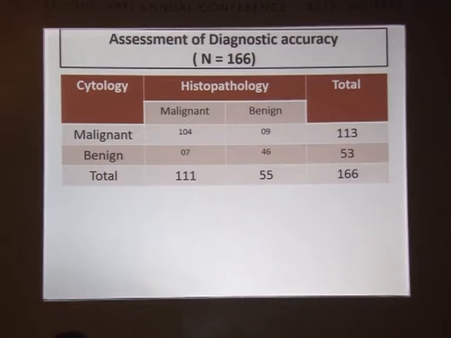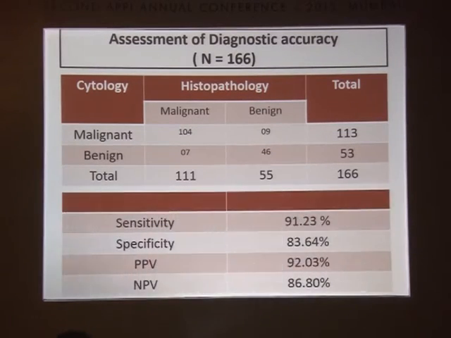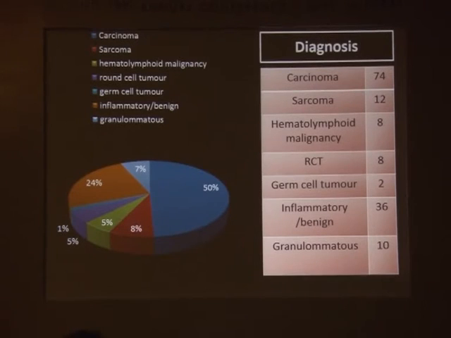So this shows you the cyto-histo concordance, and we had a very good concordance in the imprint. So our sensitivity was 91, specificity 83, PPV 92, and NPV, negative predictive value, 86. So it is a very good and robust technique and very easy, as I have shown you already.